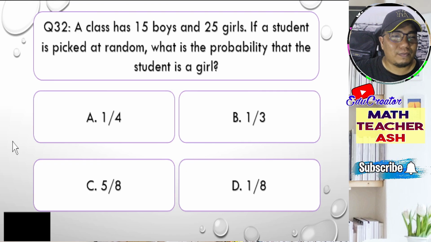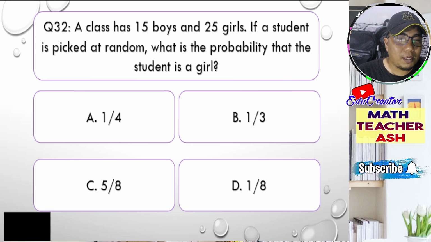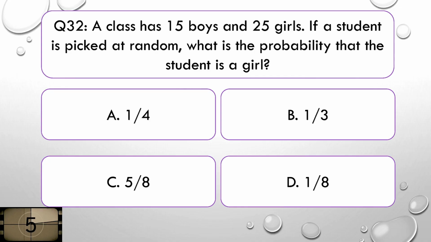A class has 15 boys and 25 girls. If a student is picked at random, what is the probability that the student is a girl? Is it A, 1/4, B, 1/3, C, 5 over 8, or D, 1 over 8? I'll give you 5 seconds to think about your answer.